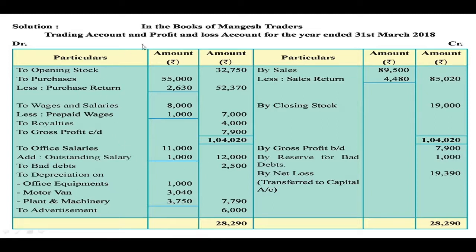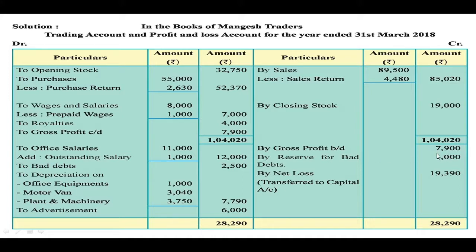Then we have to balance the trading profit and loss account. Now in this case also the credit side total is higher than the debit side total. So there is a difference of 7,900. So whenever the debit side total is lower, there is a gross profit. So this gross profit is transferred on the credit side of the profit and loss account.